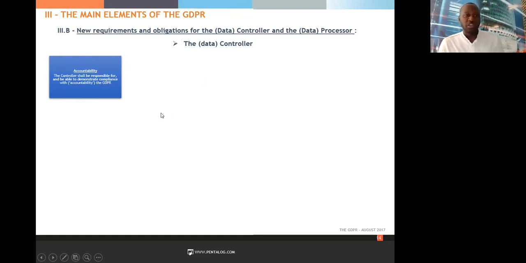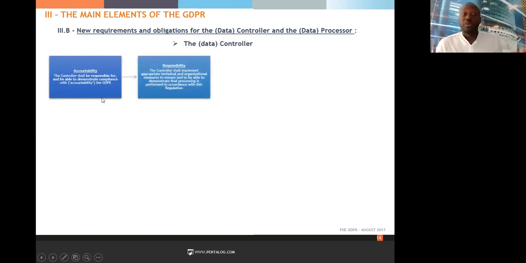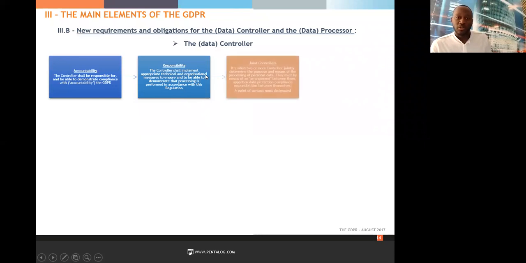The first thing is accountability. The controller shall be responsible and be able to demonstrate compliance. That's what we call accountability. This is a general obligation. Then responsibility: have you implemented the technical and organizational measures to ensure that you will be able to demonstrate that you are performing the processing of data in accordance with the GDPR? That's what we call responsibility.